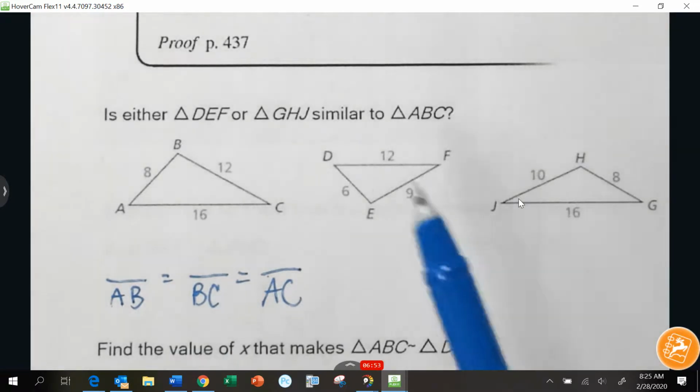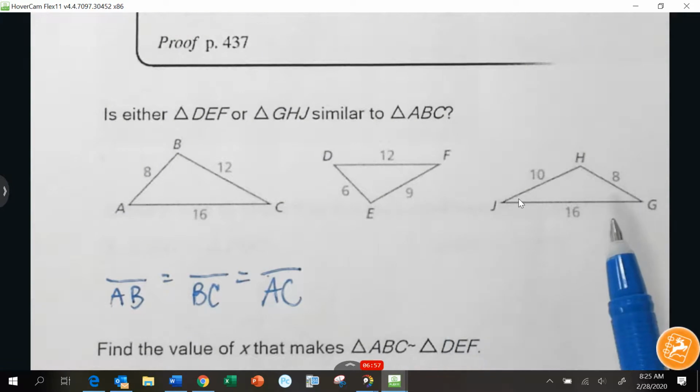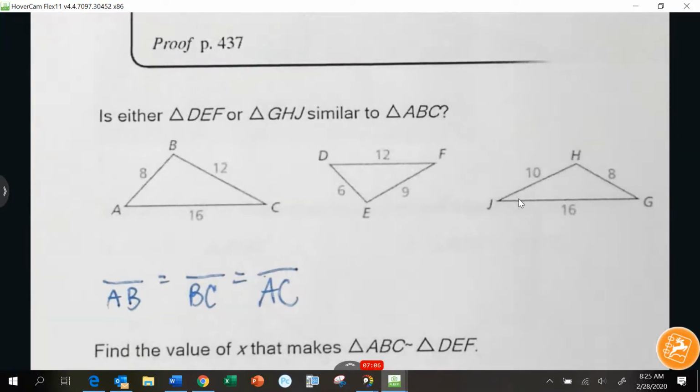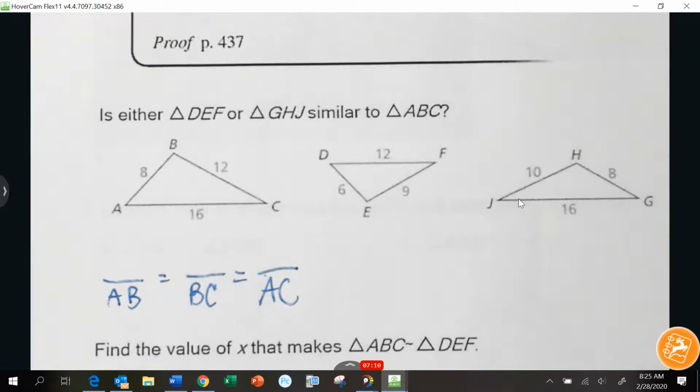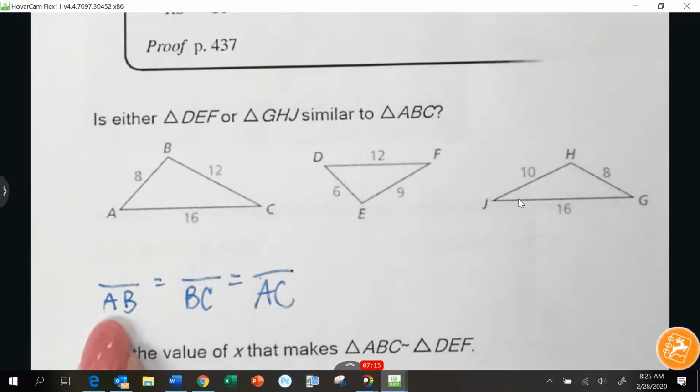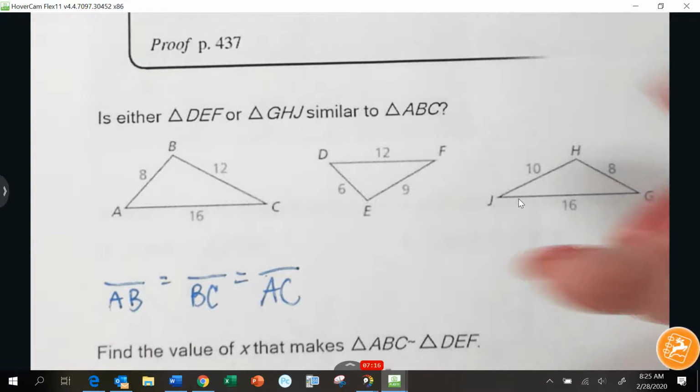Now we have to see if that works for either triangle DEF or triangle GHJ. I would definitely look to see which one looks more like it's going to be before I just start randomly throwing numbers in there, because we have to check both of them, and if we find the right one first, maybe less work. So I'm going to put AB, BC, and AC on the bottom.